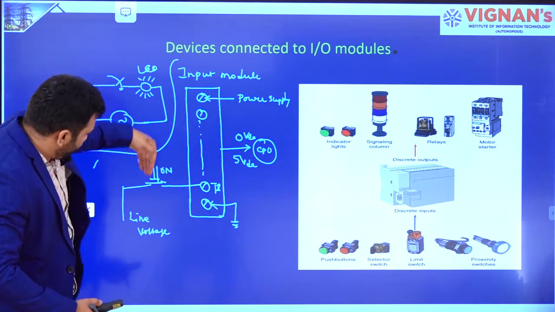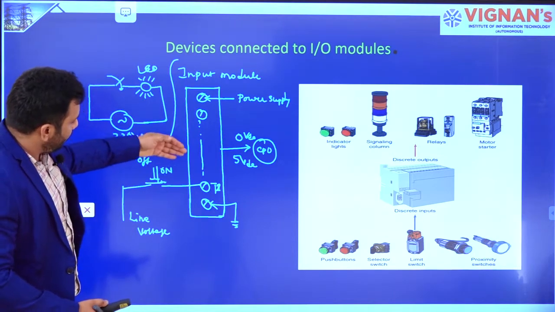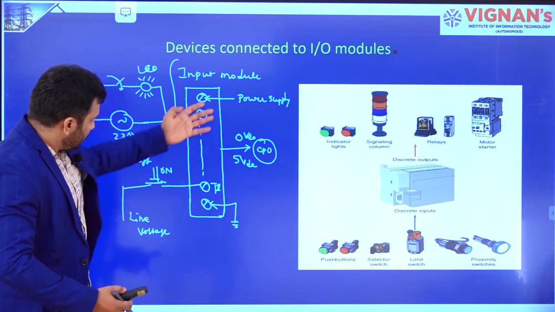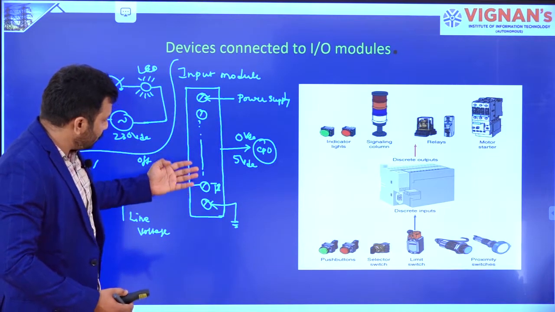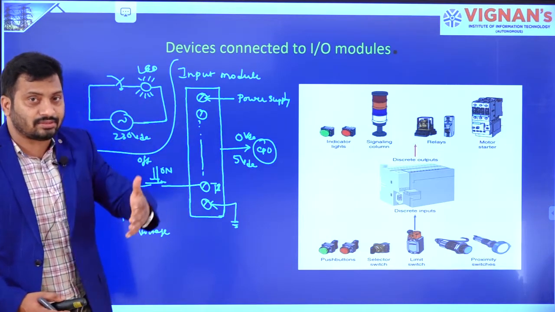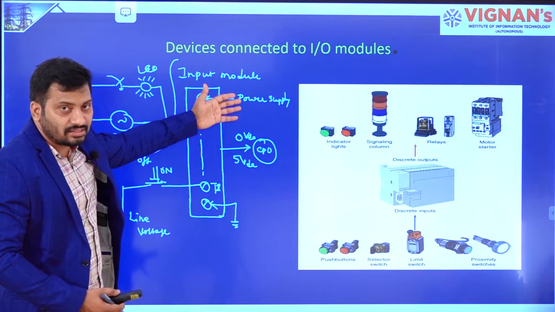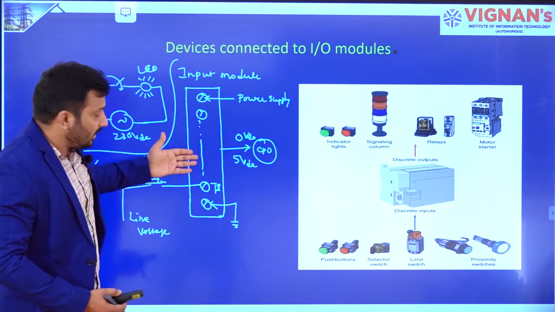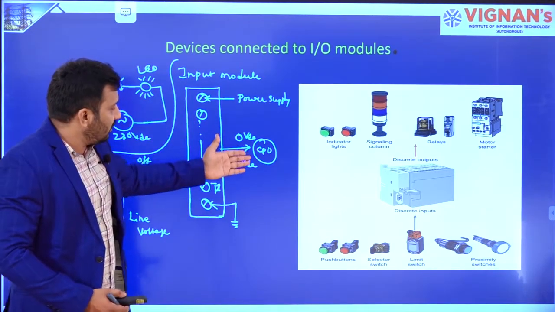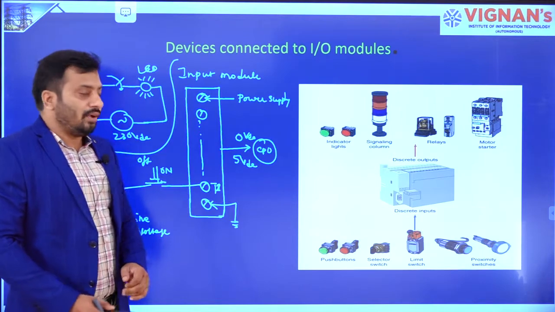If you press this particular push button, what will happen? It is going to be closed, and the power supply, whatever is there, is acting like input to the internal circuitry. Just remember, in the last class we discussed internal circuitry. If for example 24 volts DC is the power supply here, that is acting like input to the internal circuitry, right? Finally you are going to get the 5 volts DC.